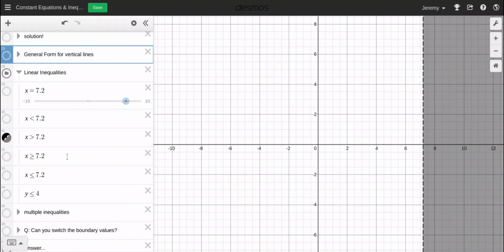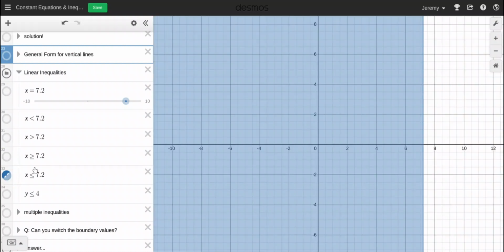You'll notice that x is greater than 7.2 has a dashed boundary line to indicate that points on that boundary line are non-solutions. Whereas if we look at the graph of this, it has a solid boundary line to indicate that points like (7.2, 4) are solutions. And what is the graph of x is less than or equal to 7.2 going to look like? You got it. Same boundary line, but shaded towards the points that are less than that.